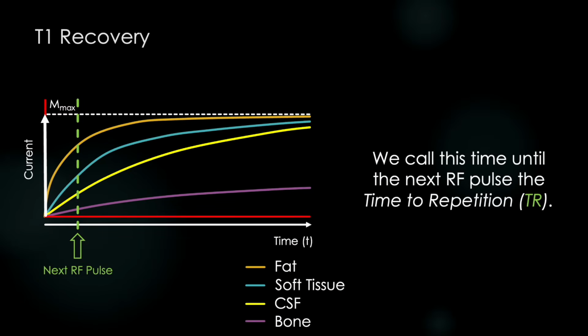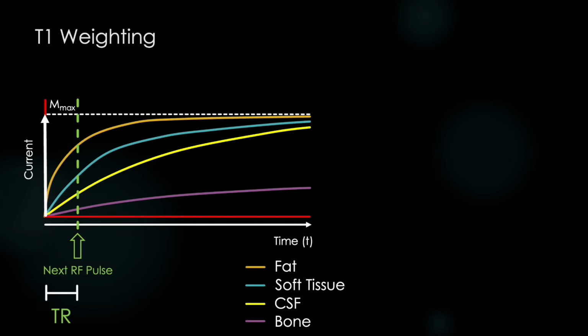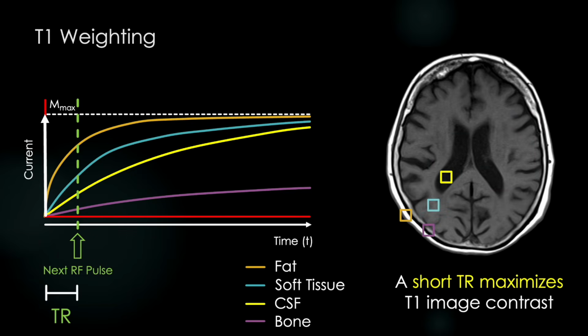Importantly, this time until we apply our next pulse is called the time of repetition, or TR, denoted here. But more importantly, time of repetition will dictate T1 weighting, which is how much this process we call T1 recovery will produce differences in our measurement, as we just went over. So for the image shown on the right, a T1 weighted image, we will need a short time of repetition, TR, to maximize contrast from this physical property.